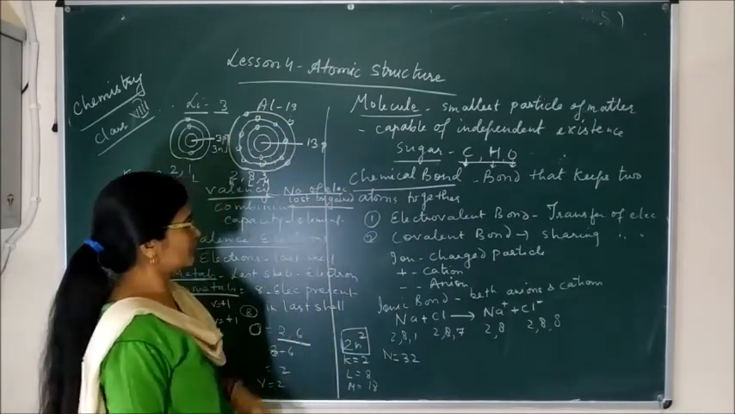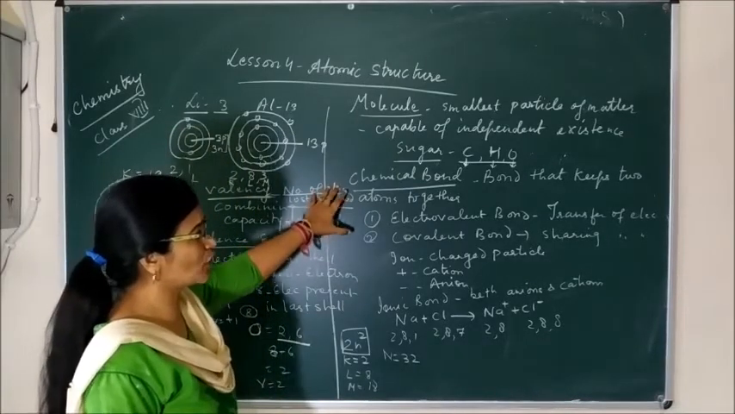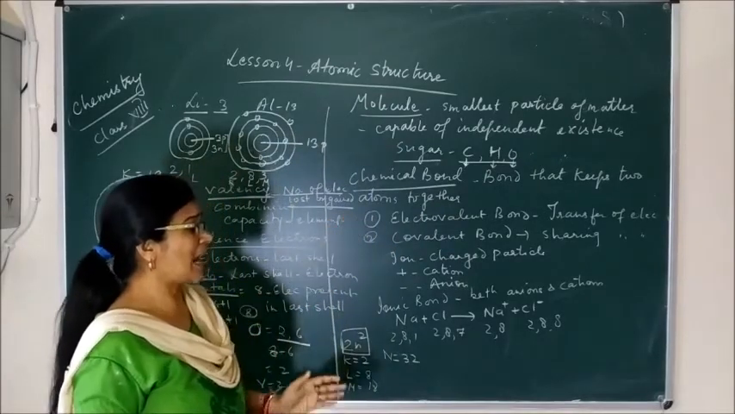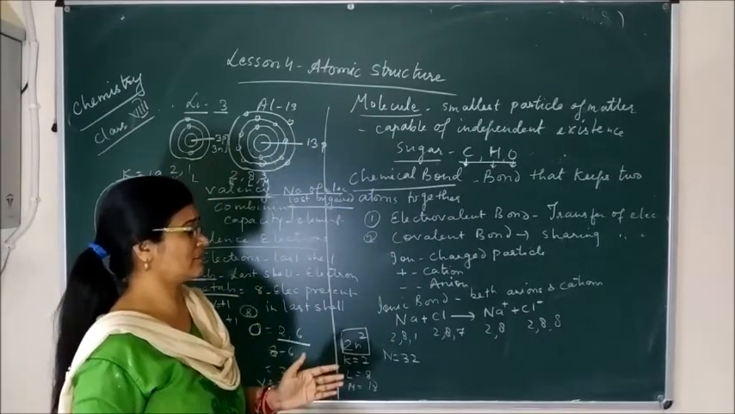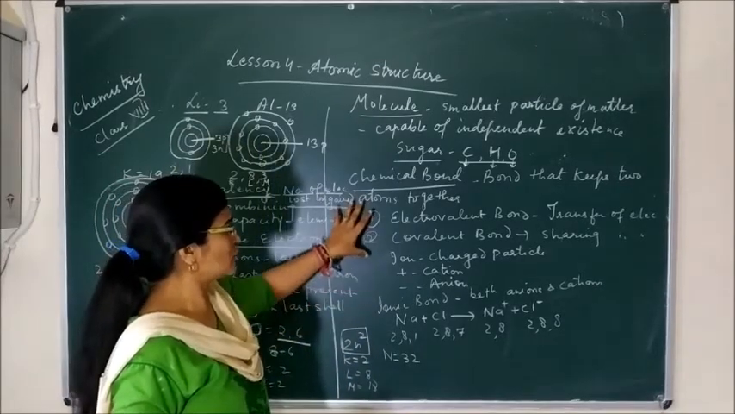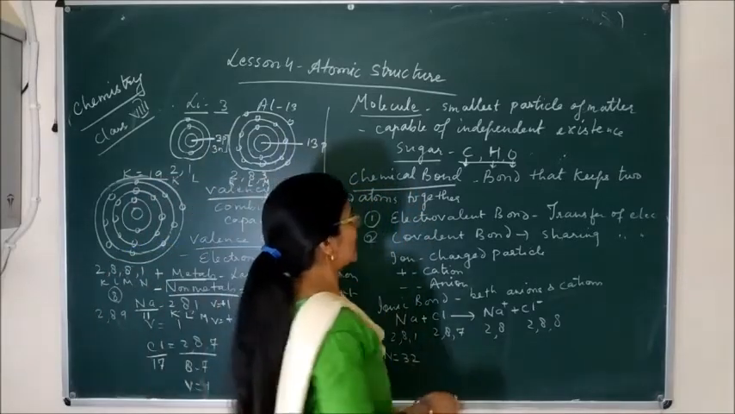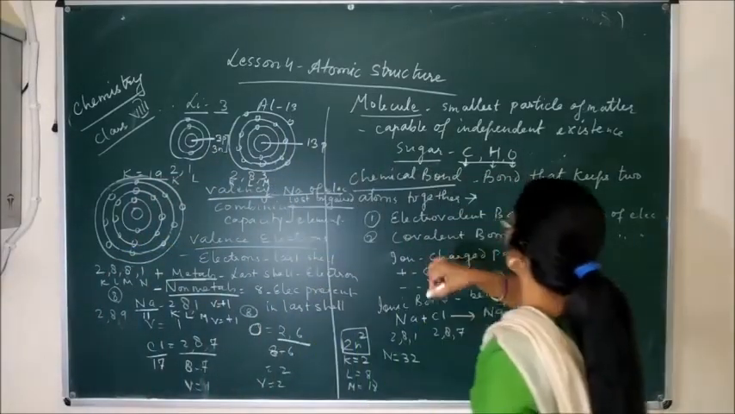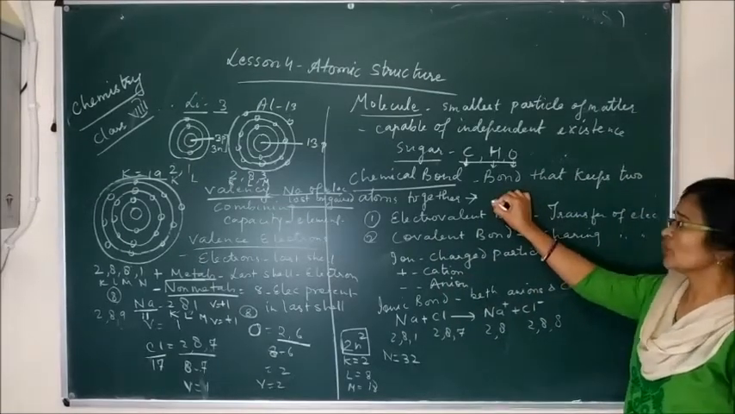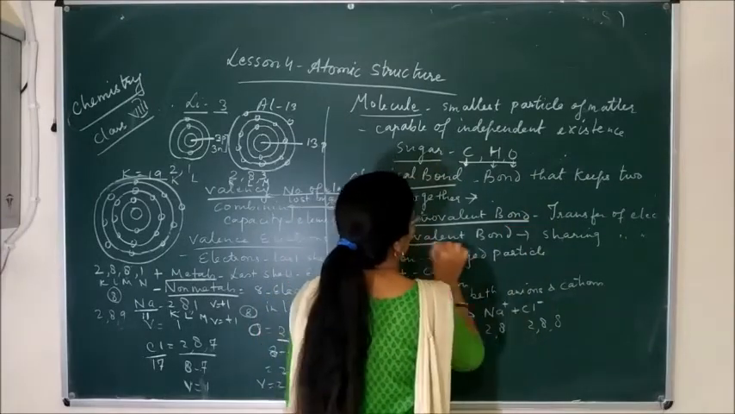Now we come to the chemical bond. What is a chemical bond? Chemical bond means the bond that keeps the 2 atoms together. Or we can say when anions and cations combine together, they are two different elements chemically combined together by some force of attraction, and that is called a chemical bond. So the chemical bond is of 2 types: electrovalent bond and covalent bond.